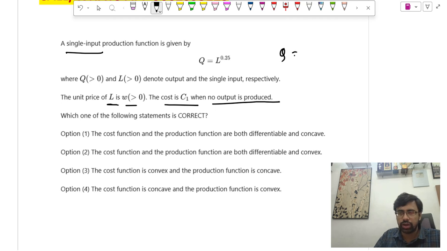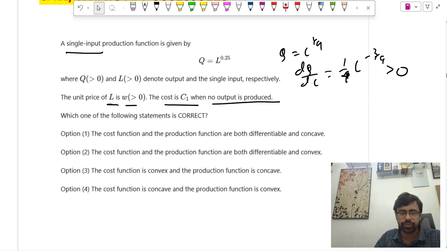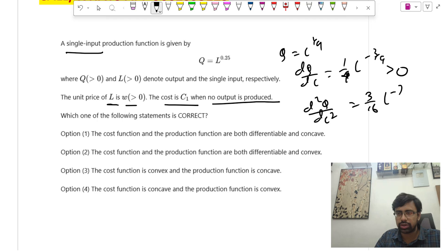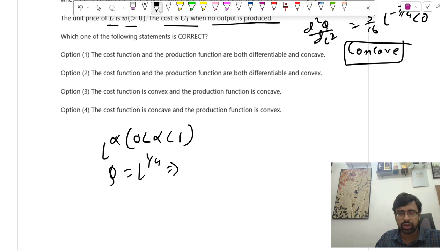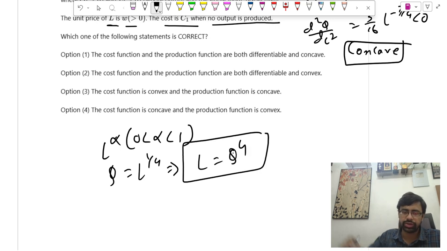Q equal to L to the power 1 by 4. So dq/dL will give you 1 by 4 L to the power minus 3 by 4, still positive. And the second order derivative, minus 3 by 16 L to the power minus 7 by 4, makes it negative. So the production function is second order negative, so concave. Whenever the exponent alpha is between 0 and 1, L to the power alpha, then we derive the cost function. Q equal to L to the power 1 by 4, that is L equal to q to the power 4. We can say it like this.